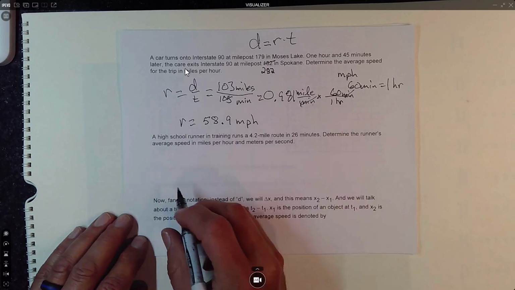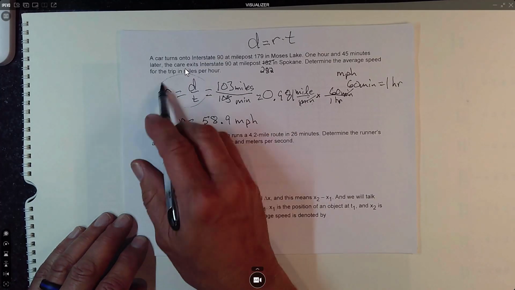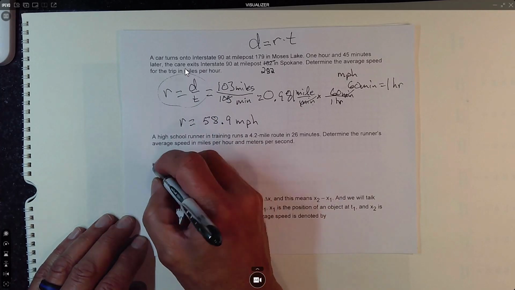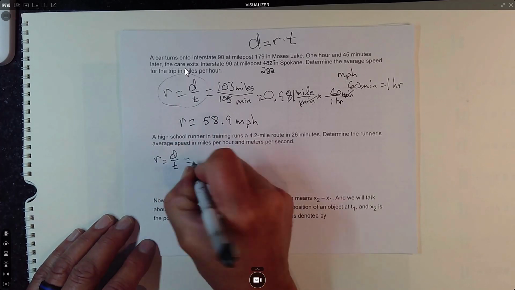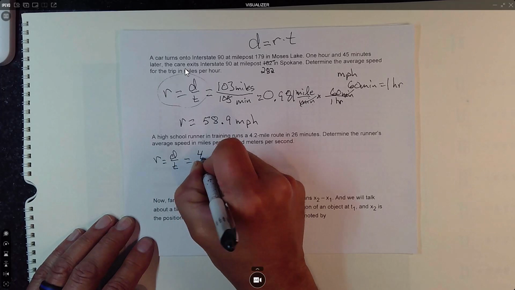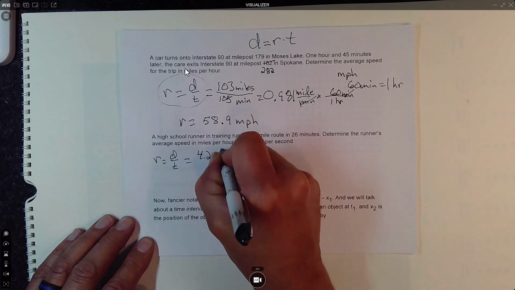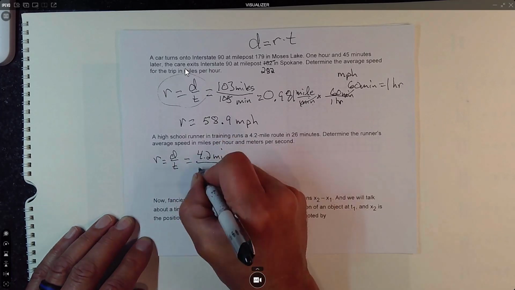So let's figure out the rate here. I can use this same equation. Rate is distance divided by time. And it's going to be 4.2 miles on top. That's the distance. And 26 minutes on the bottom.